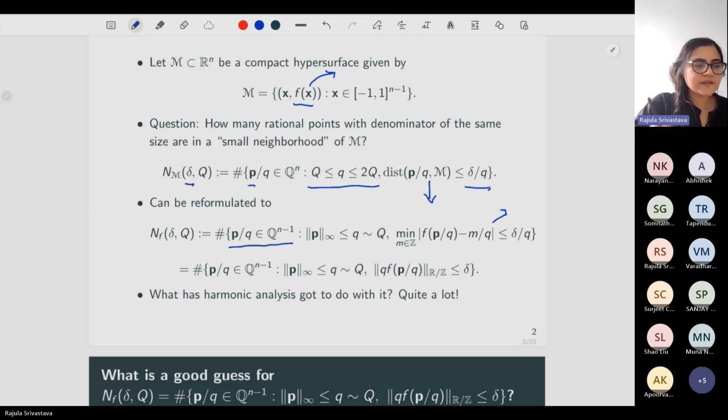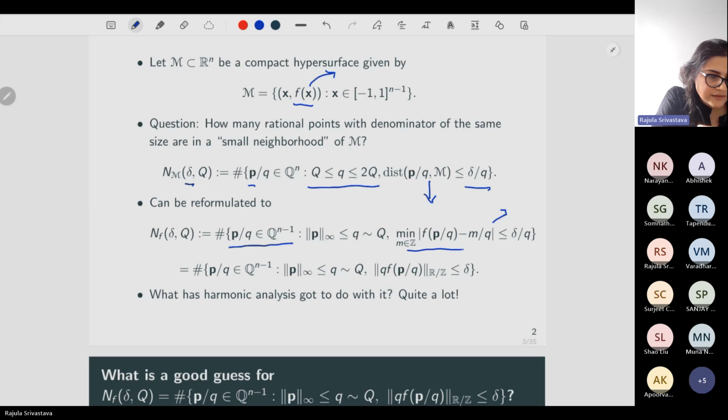And then because I know that my hypersurface is parameterized by f, that's how the last coordinate should look: f evaluated at the first n-1 coordinates. But I want the last coordinate to be a rational with the same denominator q as well.